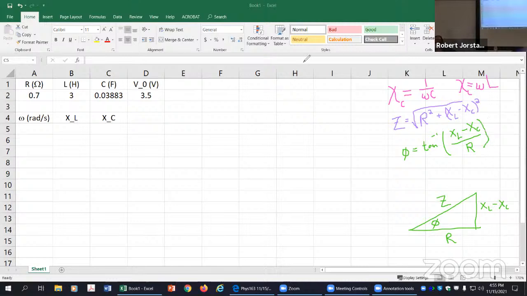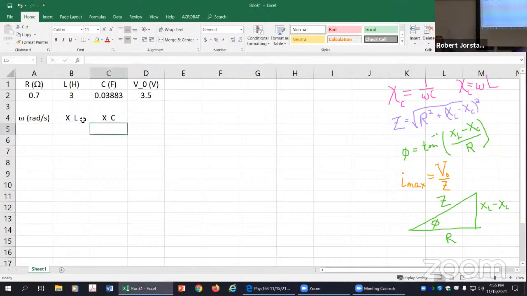Finally, one last piece of information that we might need. How do I get the current amplitude? Current amplitude was I max. Does anybody remember that? V naught over Z. It's a lot like Ohm's law, except now we have to use Z, right? V naught over Z. So my claim is we should actually be able to use these equations on the right side over here to figure out all of these things over here.